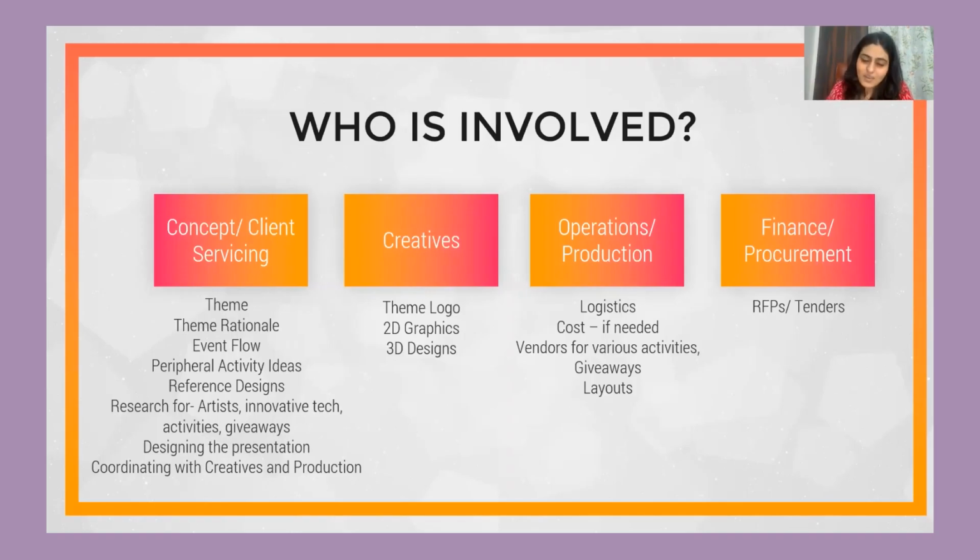So when you get a brief from a client, usually a concept or a client servicing team would sit together and brainstorm about what is the idea they want to go ahead with, what is the theme of the event they want to go ahead with. If the client has not shared a theme, they come up with a theme, or from the brief that the client has given, they evolve to a theme. So they think of the theme, they get a theme rationale going, which means a concept note, for example. So if they have a sustainability based theme, they want to put in a few lines before that to explain how they got to that theme.